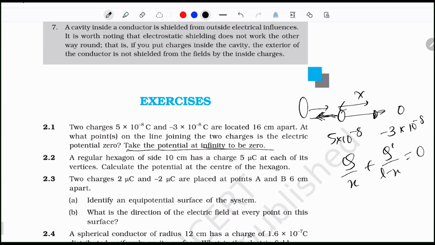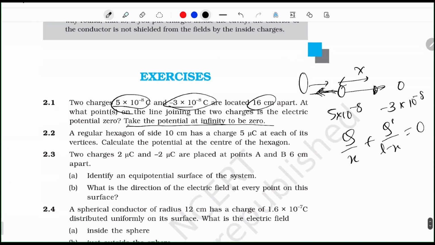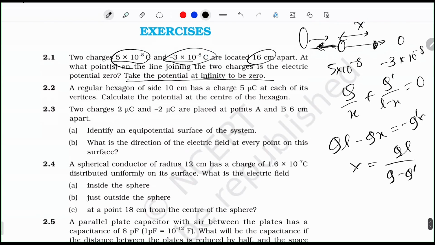That's it. L is 16 centimeters. Q is 5 into 10 to the negative 8. Q prime is negative 3 into 10 to the power negative 8, and you can solve for x. It's not a big deal. It's simply an equation in one variable. In fact, I'll just show you the form. So QL minus QX is equal to minus Q prime X. So X is simply QL by Q minus Q prime. I hope you can substitute all the values, where Q is this, Q prime is this, and this is L. That should be simple enough.